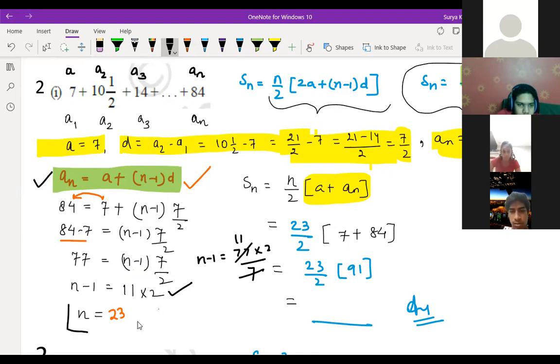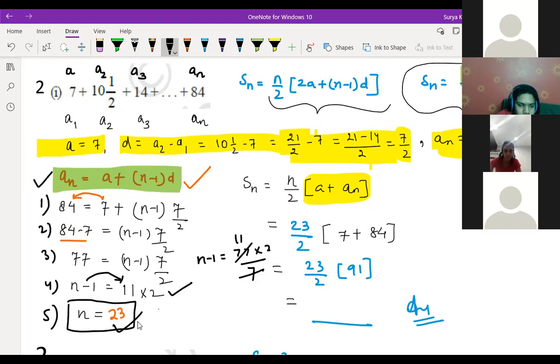So n is equal to 23. How did I write 23? Here 11 to the 22, and this 1 will come this side, so it becomes plus 1. So 22 plus 1 is how much? 23. Which step are you having doubt? First, second, third, fourth, fifth. Any steps you are having doubt, children?